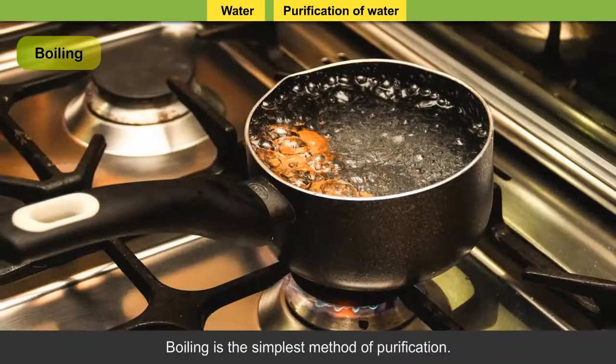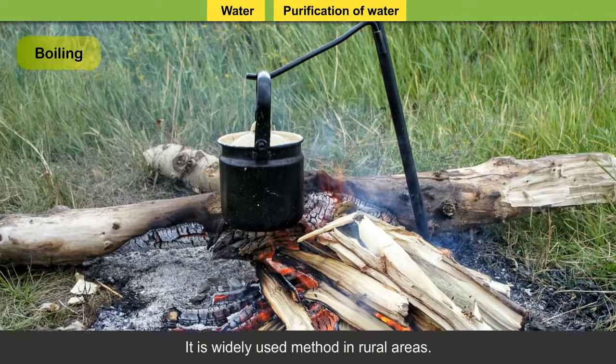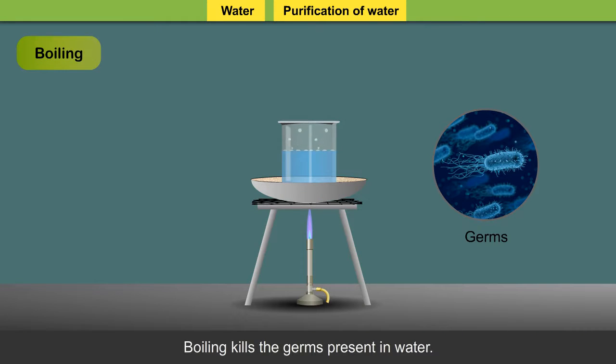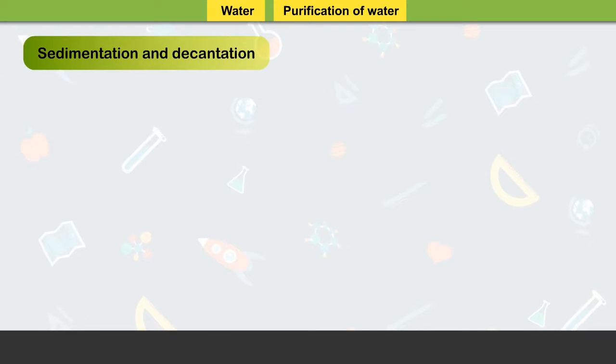Boiling. Boiling is the simplest method of purification. It is widely used method in rural areas. Boiling kills the germs present in water. For this, we need to boil water for at least 10 minutes.